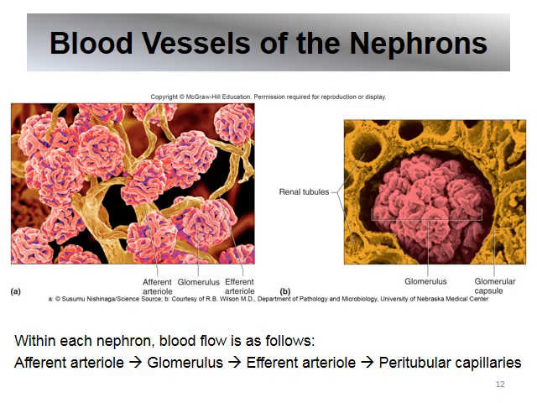Okay, so blood vessels of the nephrons. Within each nephron, blood flows as follows. It's going to come in through the afferent arteriole. It's going to enter the glomerulus, which are these wonderful brain-looking structures or cauliflower-looking structures. From there, it's going to leave through the efferent arteriole, and then it's going to enter the peritubular capillaries or the vasa recta.